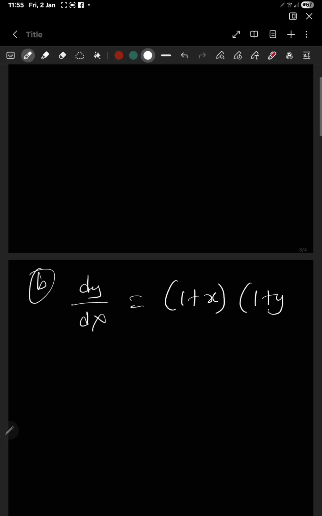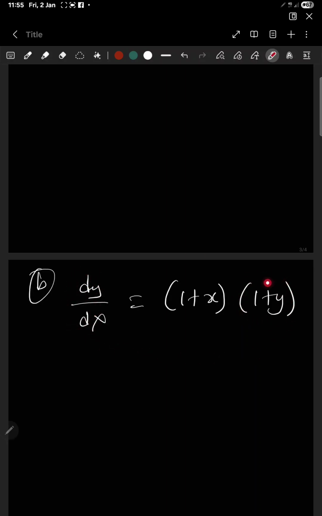So question number 2, which is B in this case, so we can call this B since we are using A on top. Now we are going to have, let's have dy over dx is equal to 1 plus x times 1 plus y, like that. So again, when you look at this question, you are going to realize that you have two parts. You have the function of x and the function of y. Then there is dy dx.